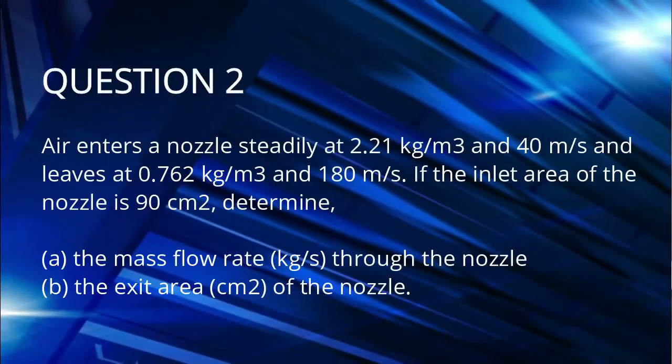Next, question number 2. Air enters a nozzle steadily at 2.21 kg per meter cube and 40 meter per second and leaves at 0.762 kg per meter cube and 180 meter per second. If the inlet area of the nozzle is 90 cm square, determine A, the mass flow rate in kilogram per second through the nozzle, and B, the exit area in centimeter square of the nozzle.